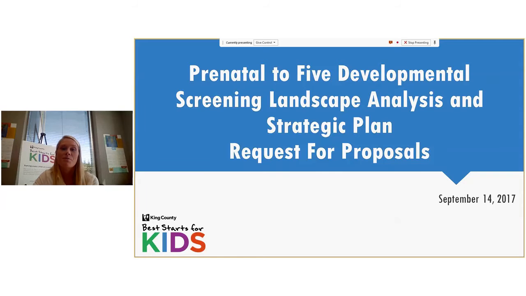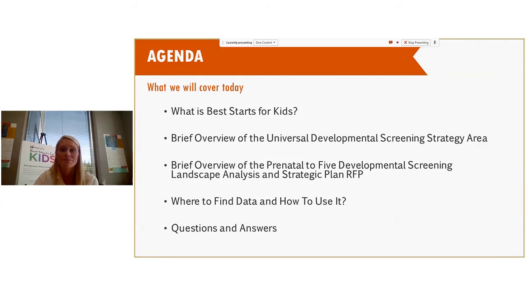Today we'll be talking about the Prenatal to 5 Developmental Screening Landscape Analysis and Strategic Plan Request for Proposals. What we hope to cover is a little bit of background on what Best Starts for Kids is, a brief overview of the Universal Developmental Screening Strategy area, a brief overview of the Prenatal to 5 Developmental Screening Landscape Analysis and Strategic Plan RFP, a little bit of information about where you can find data and how to use it, and then we'll open things up for question and answer.